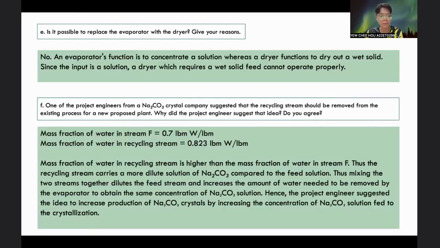Alright, for this problem, I will be presenting: is it possible to replace the evaporator with the dryer? The answer is no, because an evaporator's function is to concentrate a solution, whereas a dryer's function is to dry out a wet solid. Since the input is a solution, a dryer, which requires a wet solid feed, cannot be operated properly.